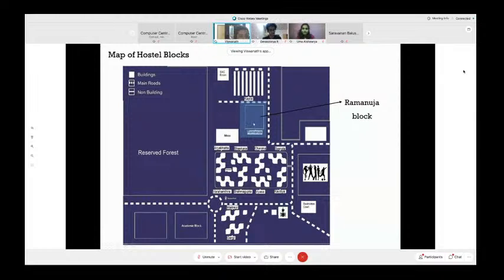And then this is the Ramanuja block, where the boys will be provided double occupancy rooms in the first year. And this Ramanuja block is adjacent to the mess, and we have the Kapila block.